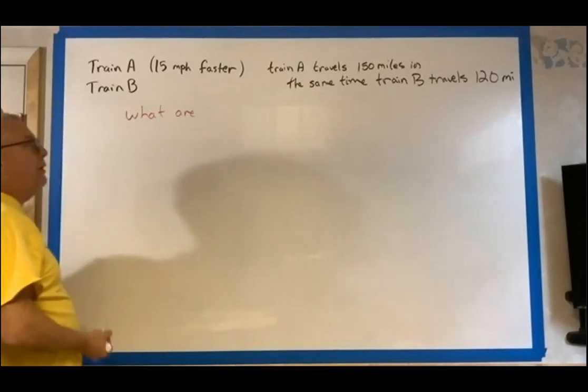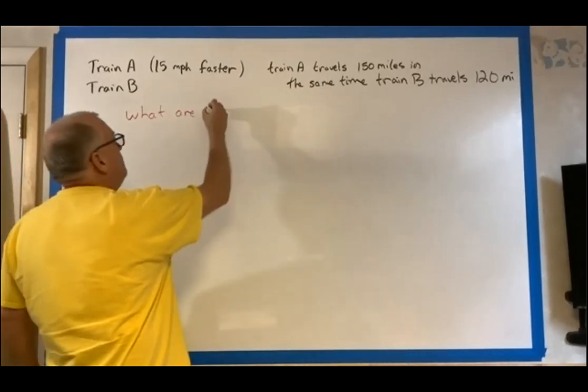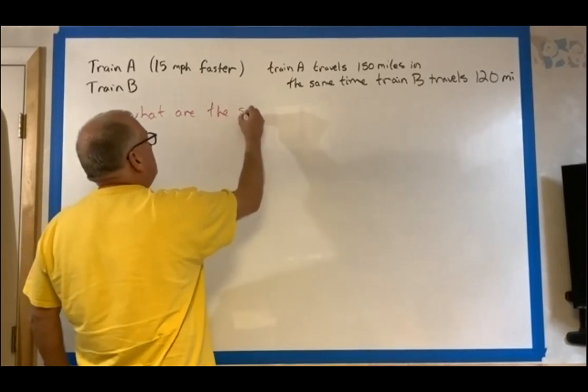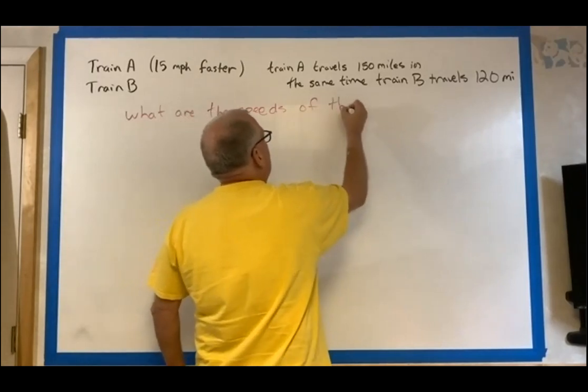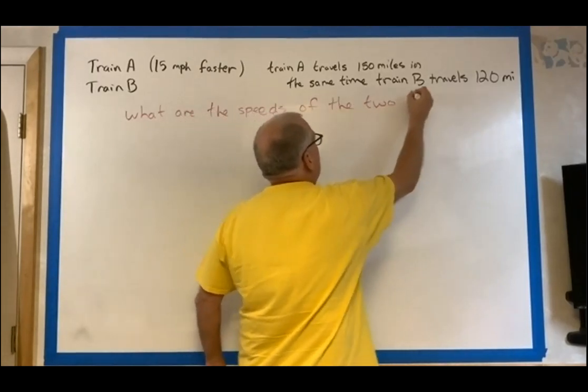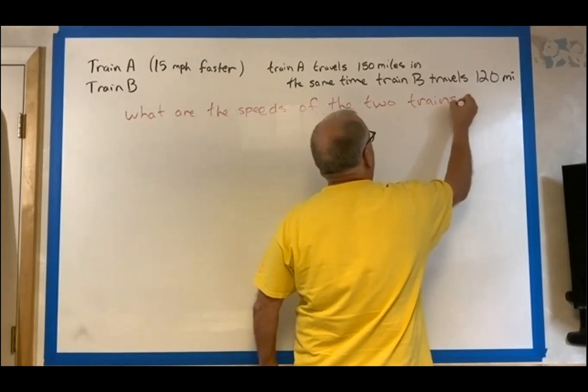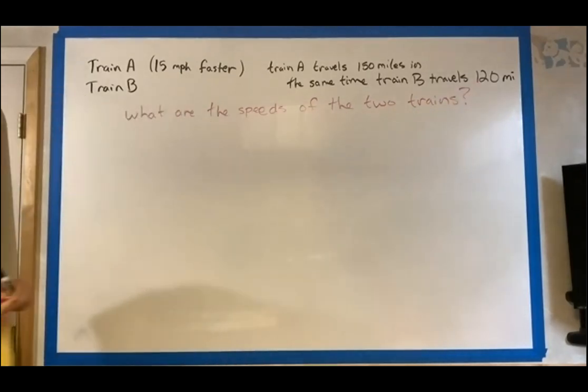So I realized when he asked the question, they didn't tell me about the train speeds. Think about that. They told me one was faster. They told me one travels 150 miles, in the same time the train B travels 120. And so, that makes sense because train A is faster, but it didn't tell me the speeds of the trains. How am I supposed to work that out?